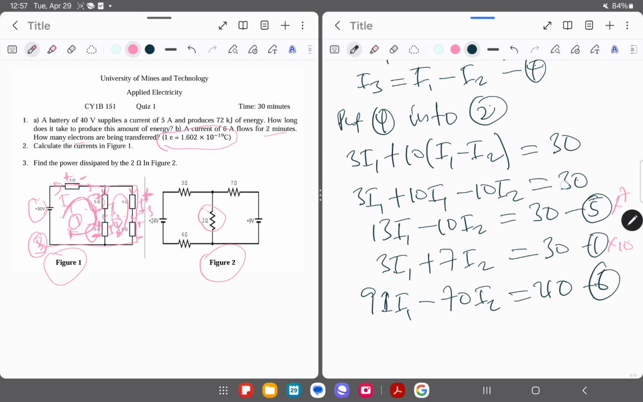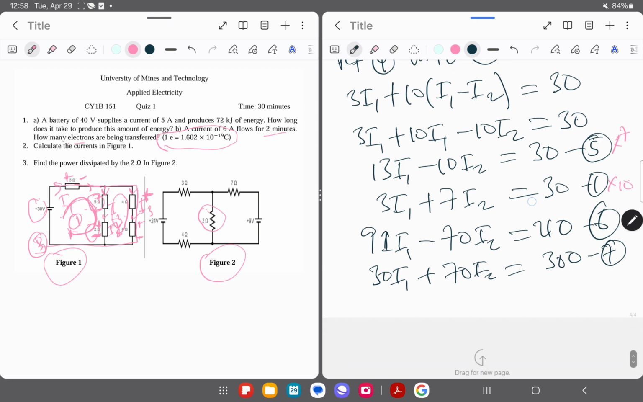Now we multiply equation 1 by 10, so we get 30I1 plus 70I2 equals 30 times 10, which is 300. This gives us equation 7.